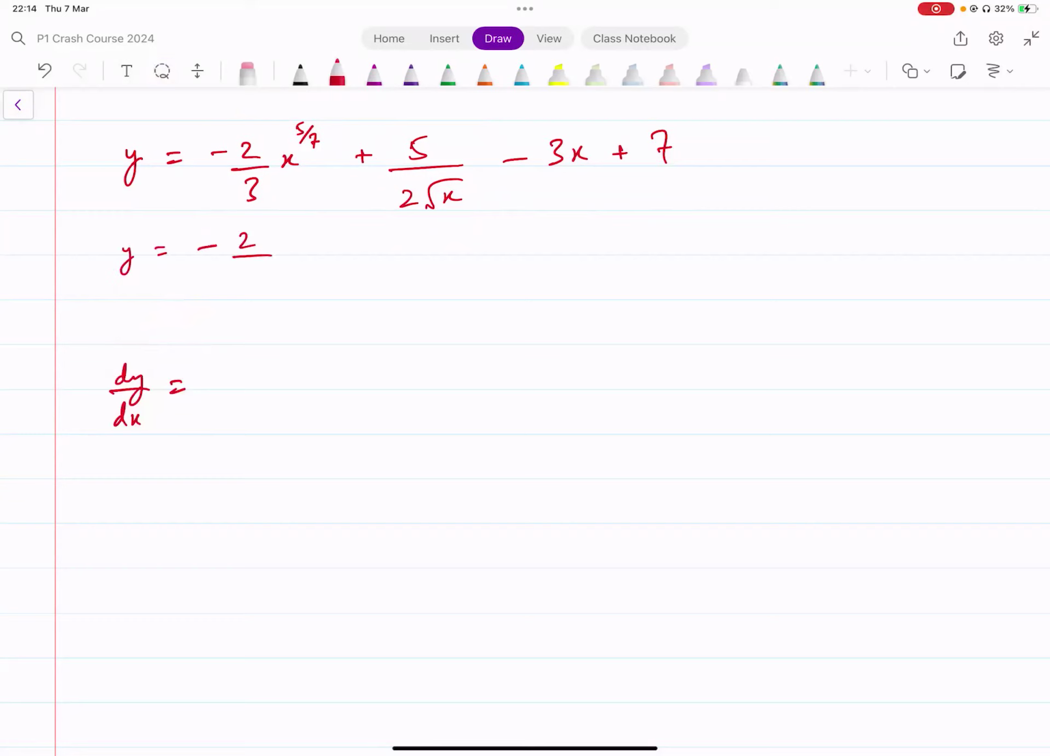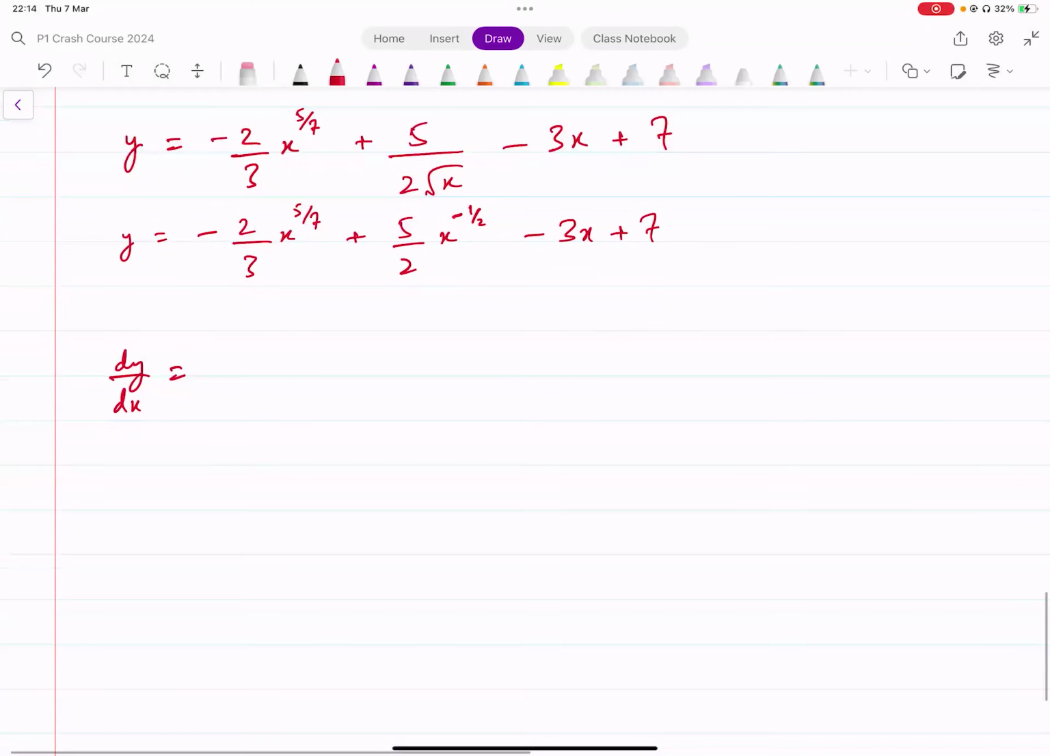So the second term in particular, that's not in standard form. So we can write that in power form first. 5 over 2 remains as it is. Bring x to the numerator. Its power is going to be minus 1 over 2, right? In the denominator, it was plus 1 over 2. When it comes to the numerator, it becomes minus 1 over 2. Then we have minus 3x and plus 7.